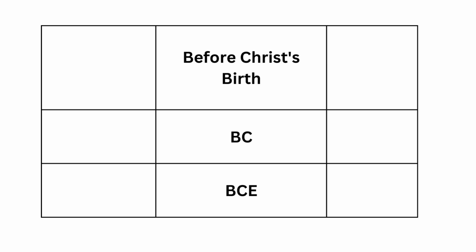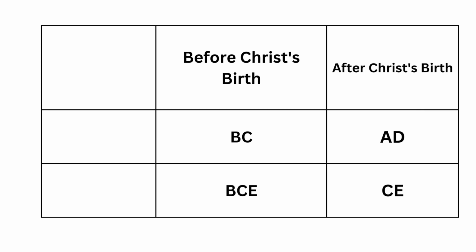We can categorize these into two groups. One is BC and BCE, both fall into the same category and both refer to the years before the birth of Jesus Christ, as both start with B. And the second group is AD and CE, and these both refer to years after the birth of Jesus Christ.